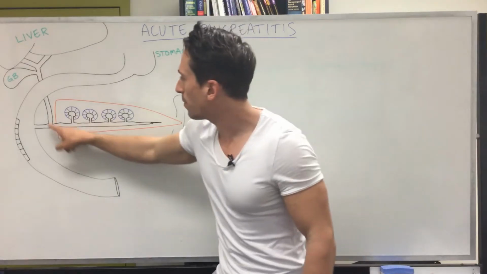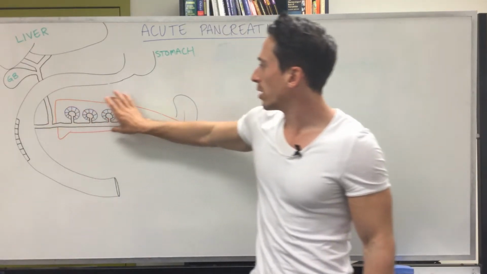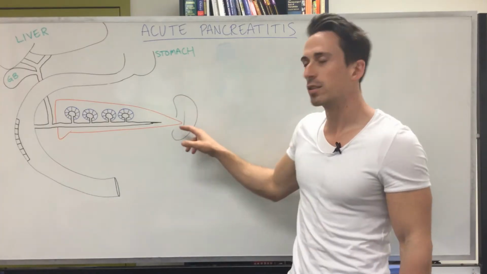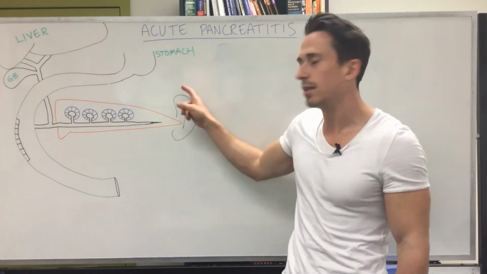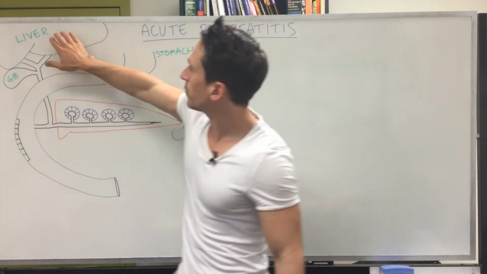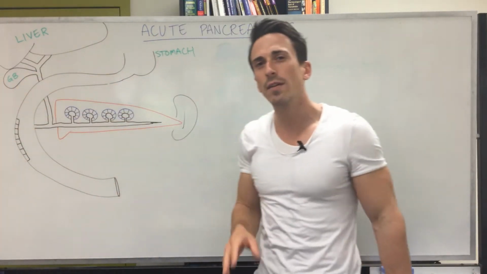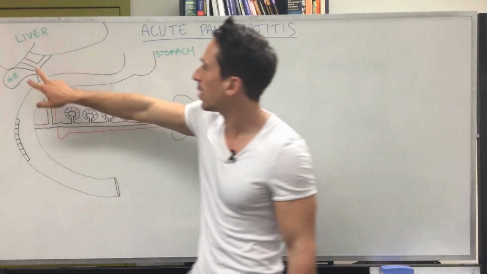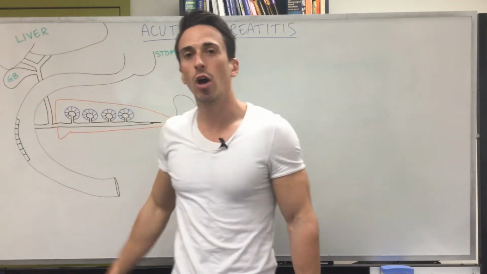Now we have the head of the pancreas, the body of the pancreas, and then the tail of the pancreas, which sits on the surface of the spleen. That's what this little guy is here, the spleen. Now we've also drawn up the liver and the gallbladder because we need to have a look at the ducts associated with the pancreas and also the ducts that are coming from the gallbladder and liver going to the pancreas as well.